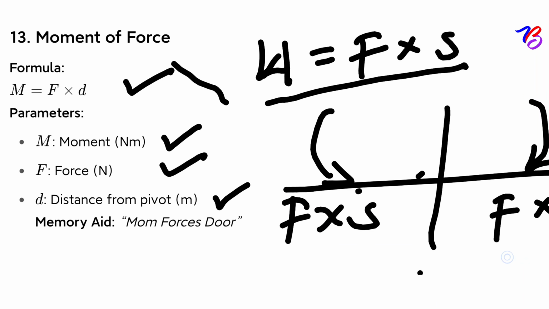So this will give you what? Weight times height or distance, and then weight times height or distance all together. So with this particular formula, work is equal to force multiplied by distance, you should be able to obtain formulas for equilibrium of forces. Mom forces door. Please don't force your own door.